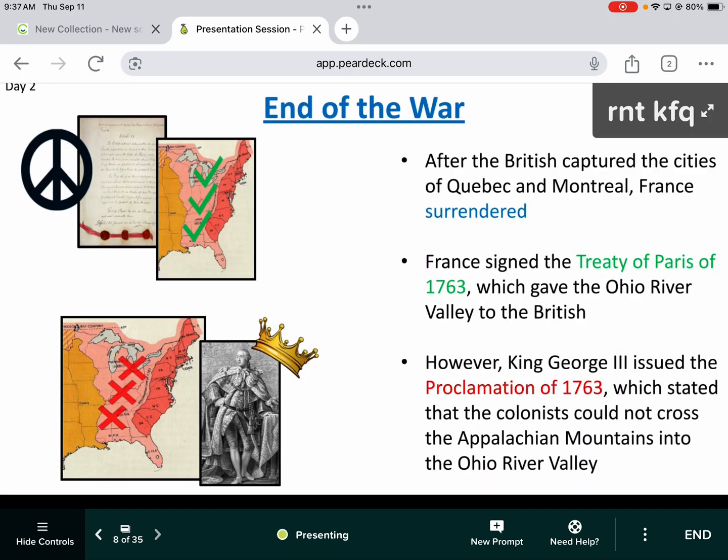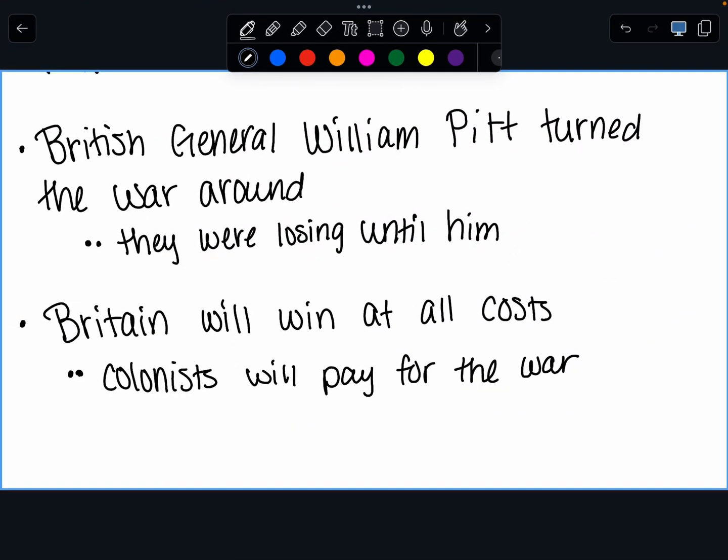So we have the French and Indian War. Now we're going to end this what? War. We're going to finally end this. Okay, we're on page 35.